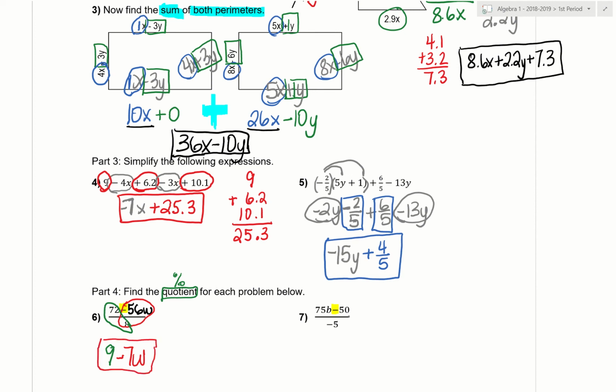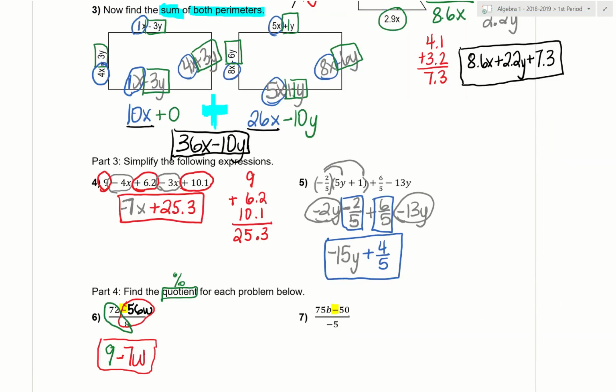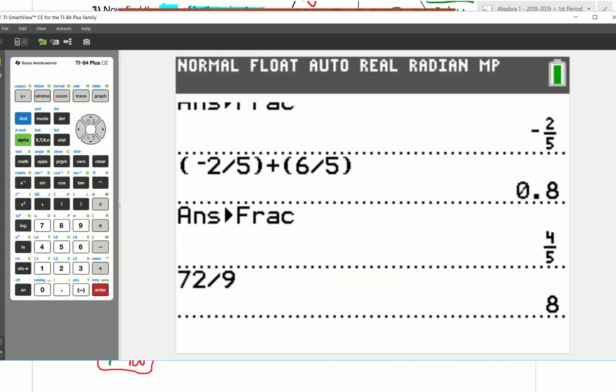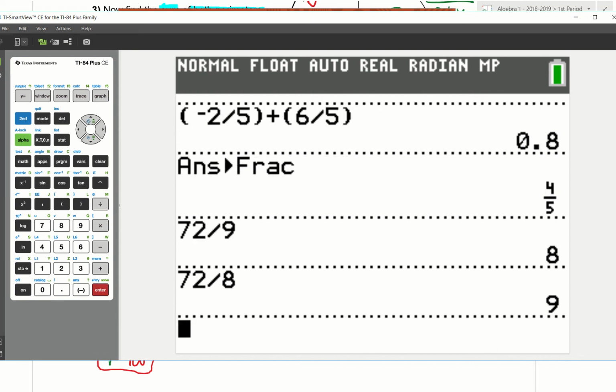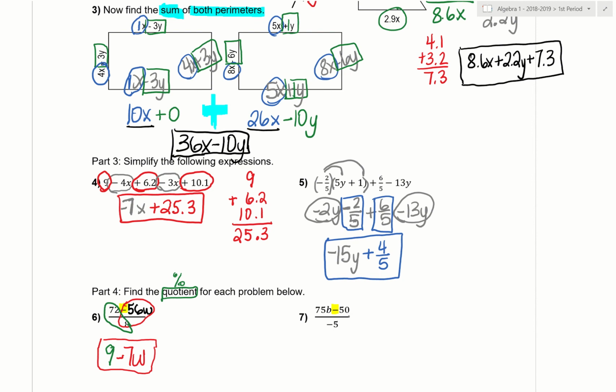If you want to check this, you can check the big numbers in your calculator. So you could say, what was it? 72 divided by 9. Did I do that wrong? Oh, sorry. 72 divided by 8, which is ultimately going to give you 9. And then we've got negative 56 divided by 8. So you can always do the big numbers. That's negative 7. Your answer should be 9 minus 7, and then bring down that W.